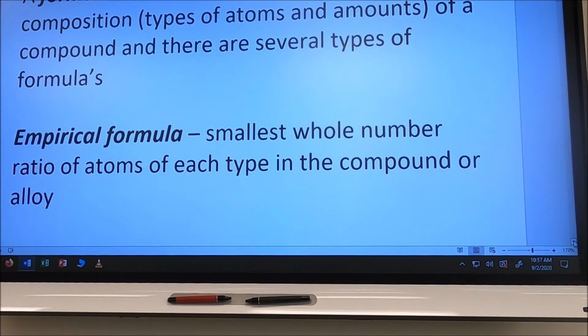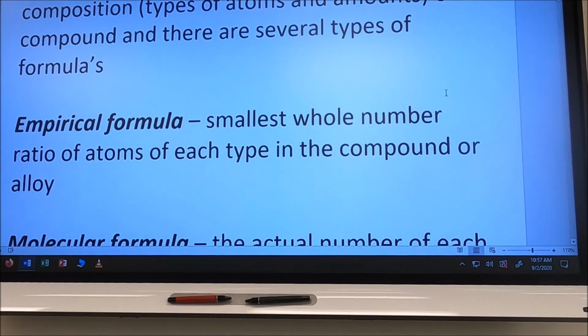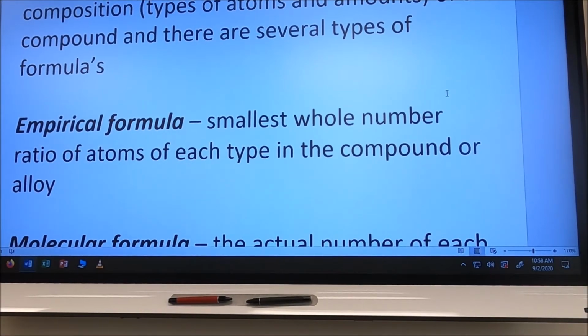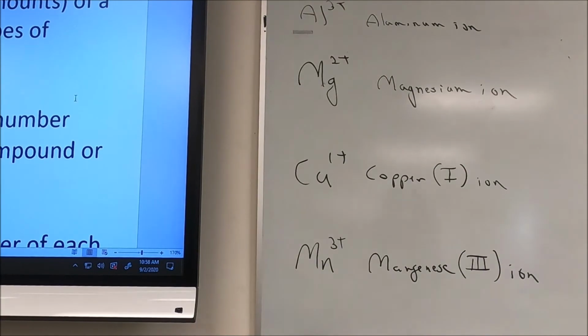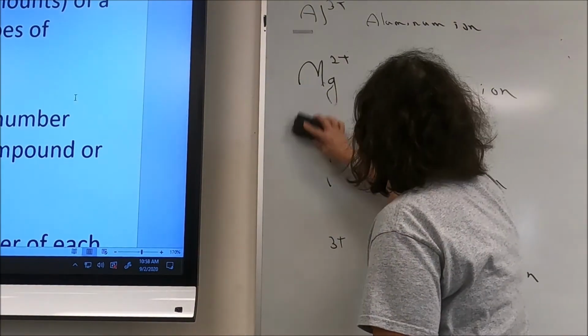Now, I mentioned empirical and molecular formulas, so let's talk about what a formula is. A formula is a shorthand way to represent the composition of a compound or an alloy, where you list the types of atoms and the amounts of atoms in the compound or alloy. Now, let me show you a generic example of some formulas.